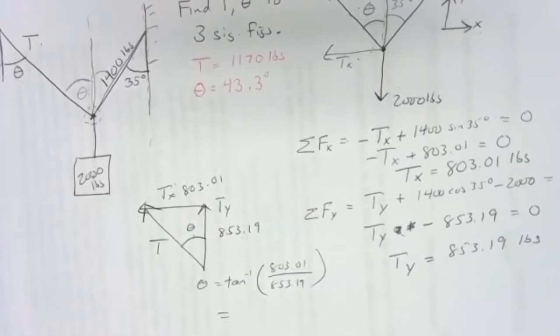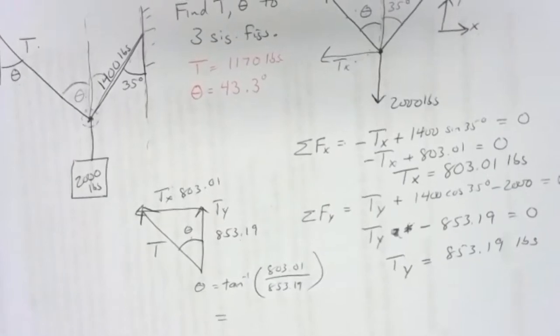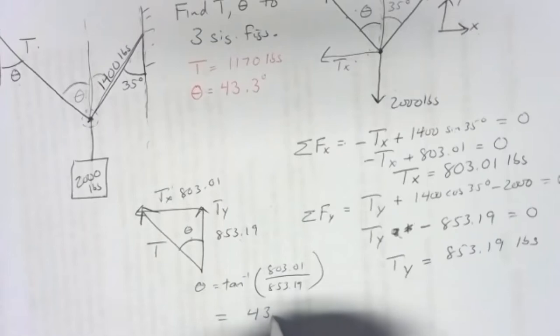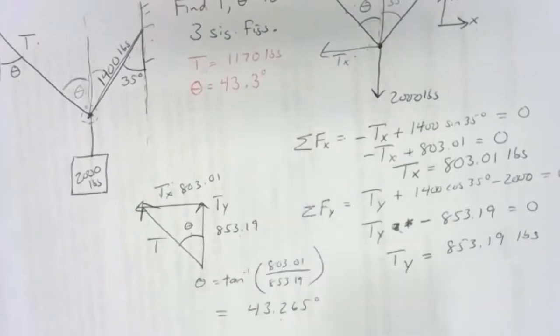And that gives me 803.01. And that's right, 853.19. Inverse tangent, 43.265 degrees, which when rounded to 3 sig figs gives us 43.3.